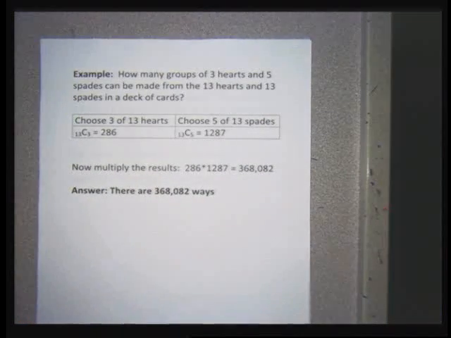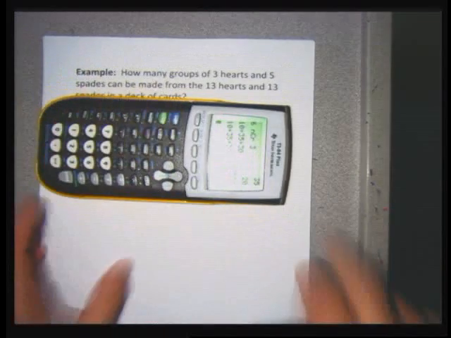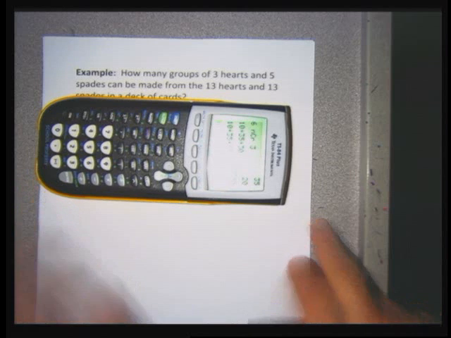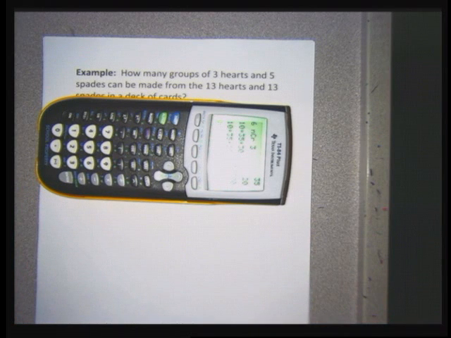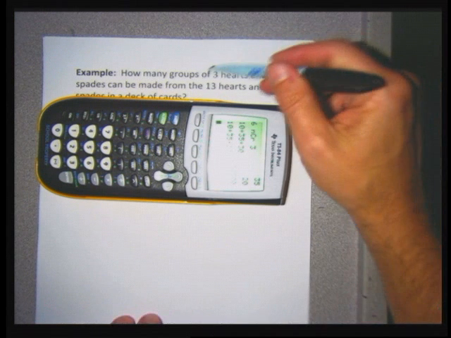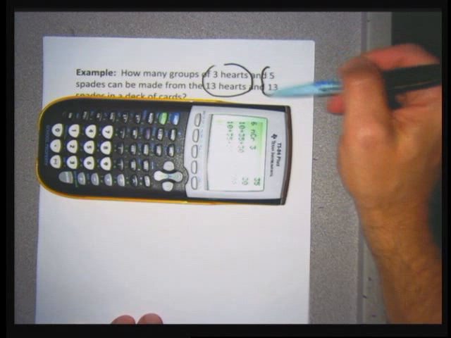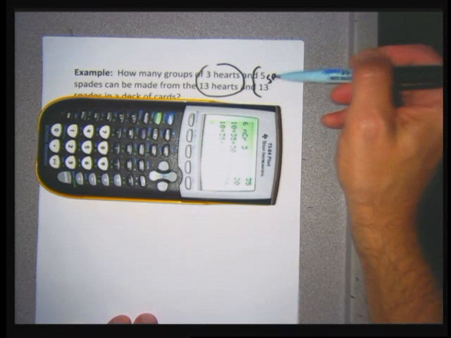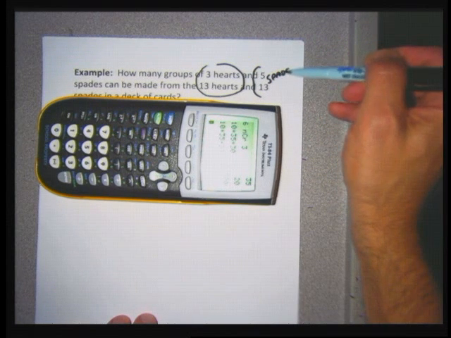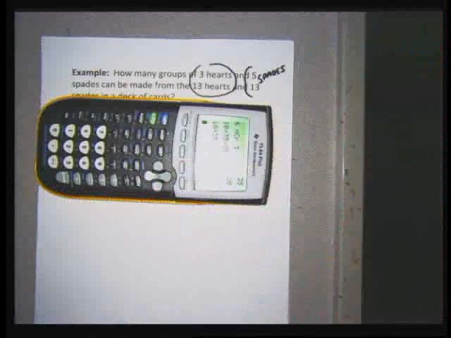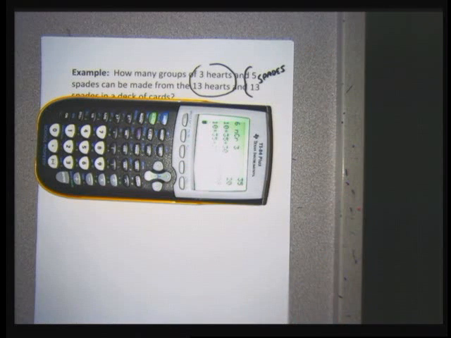Okay, so how many groups of 3 hearts and 5 spades can be made from the 13 hearts and 13 spades in a deck of cards? So one thing that I'm doing is I'm picking 3 of 13 hearts, and the other thing I'm doing is picking 5 of 13 spades. So there's 2 groups that I'm selecting, and the order that I select the items in with cards generally doesn't matter. It's just the fact that you're selected or not. So I'm breaking it into the groups that I'm selecting.